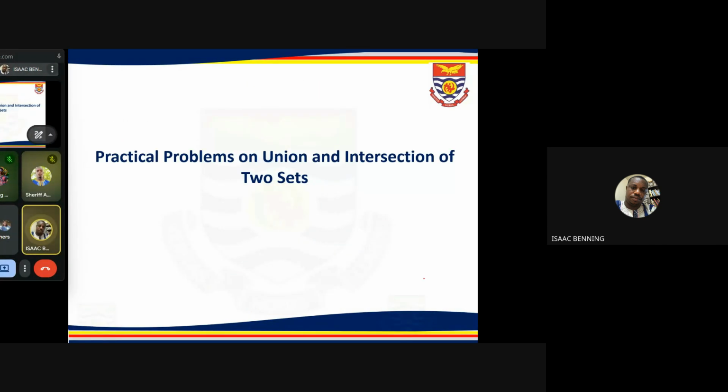Great. When we were writing the expectations, some of you wrote that by the end of the unit, you will be able to solve problems related to two-set and three-set problems. So this is what we are going to do.